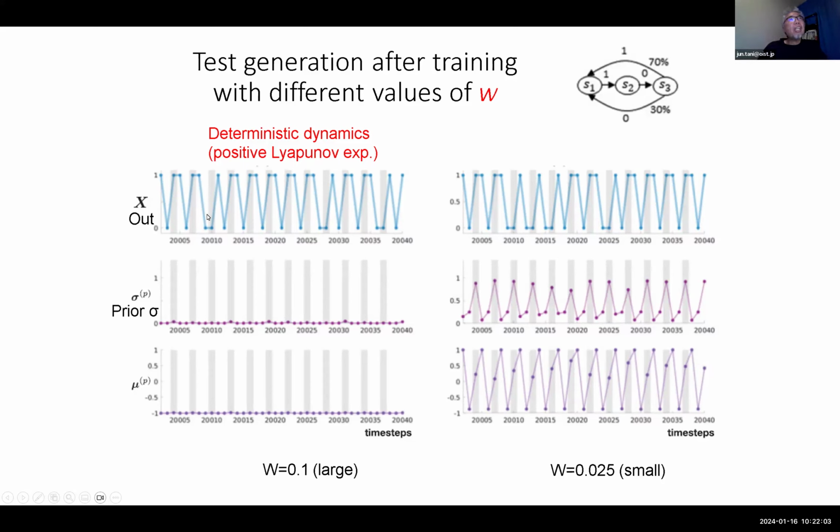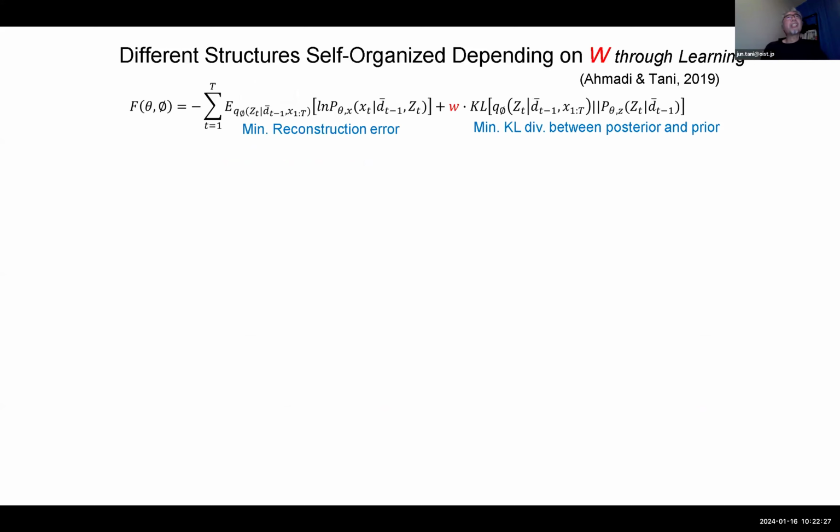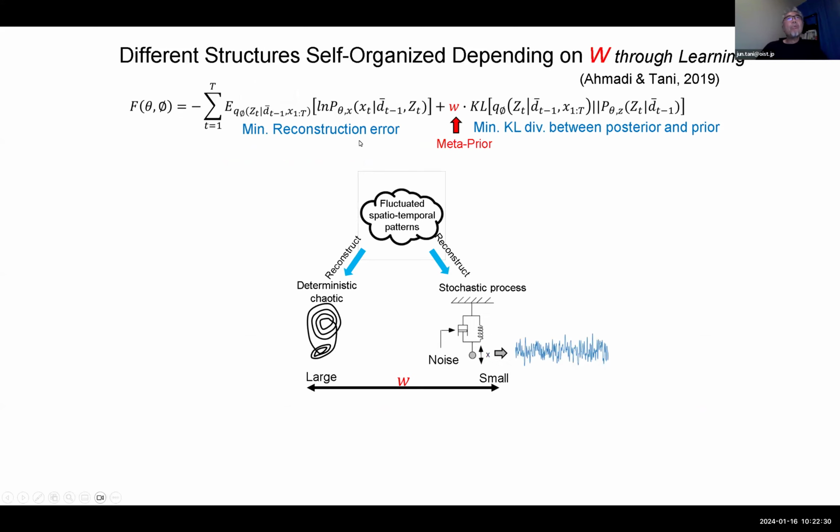But in the other case, the seemingly probabilistic sequence is generated based on deterministic chaos. That is the difference, and it comes from the different setting of the meta-prior value, so the weighting of the complexity term. So what we can see is that when we observe a fluctuating, seemingly probabilistic sequence, you can reconstruct it in different ways by changing W.